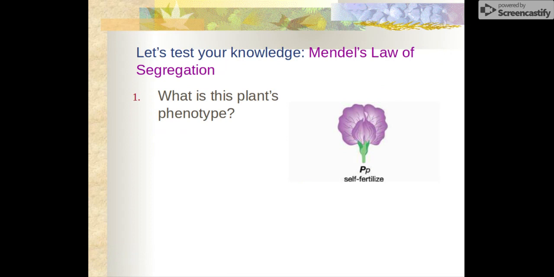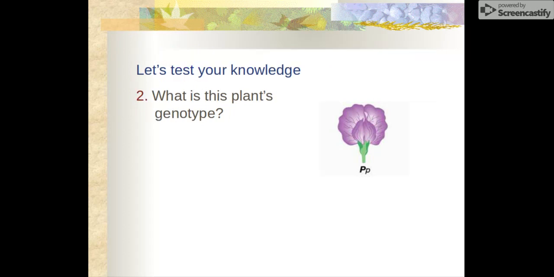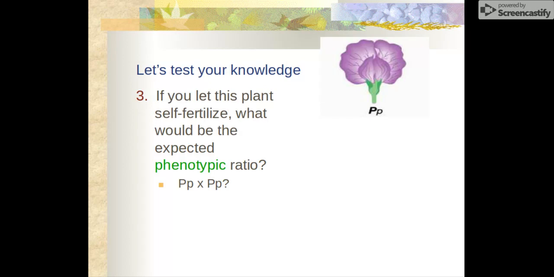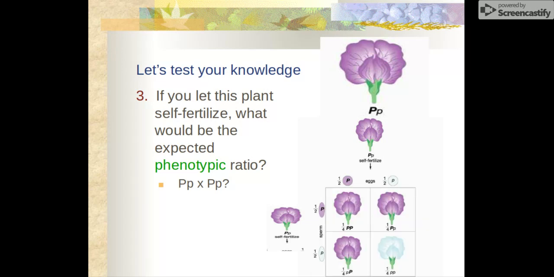Okay, so what's the phenotype of this plant? Purple flower, right? We can see that physical expression. What's its genotype? Okay, use that term that we would use when we refer to genotype. Heterozygous in this case. If we let this plant self-fertilize, what would be the expected phenotypic ratio? 3-to-1, right? Just like we saw in our example that Mendel did. Okay, and you can do a Punnett square to figure this out.